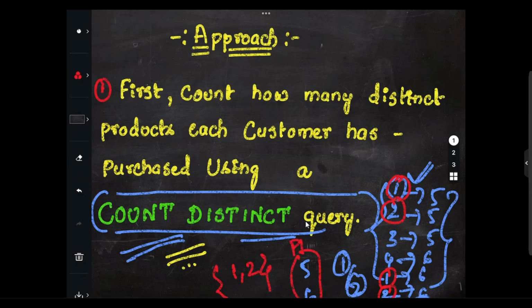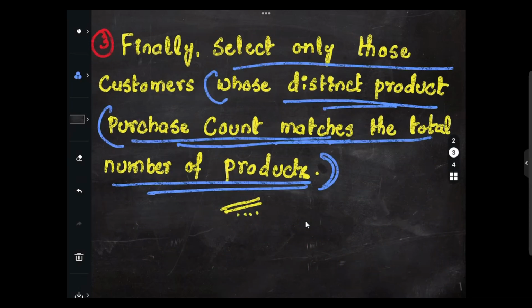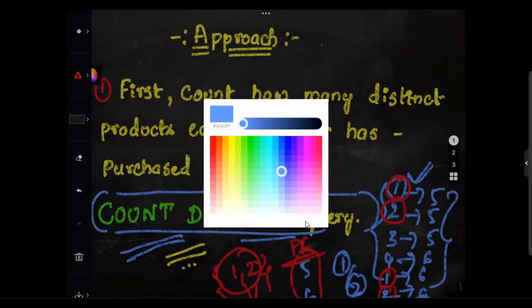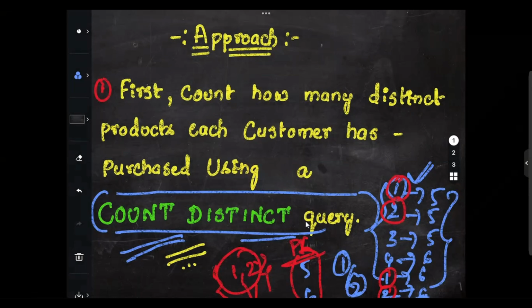We have considered 5 and 6 as the product keys, PK, right? So only 1 and 2 match, and that's what we need to return in the form of output. That's what we'll be doing in step 3. We will select only those customers whose distinct product purchase count matches the total number of products, right? So in our case it was 1 and 2 for the example that I have considered here. I hope this is completely clear.